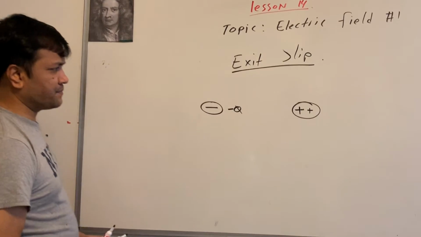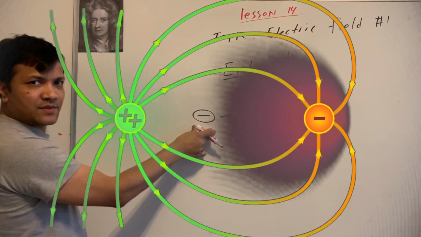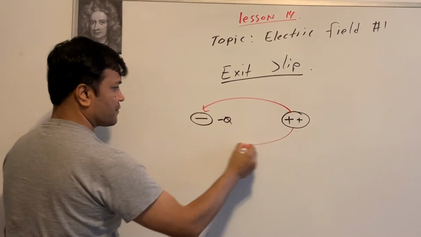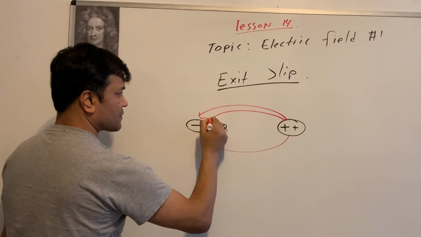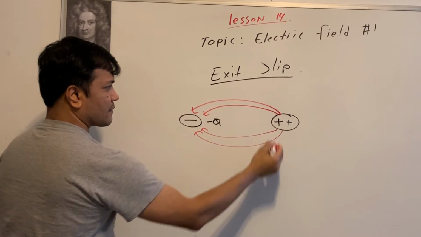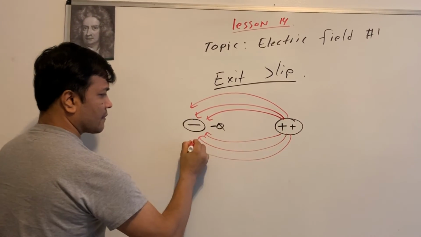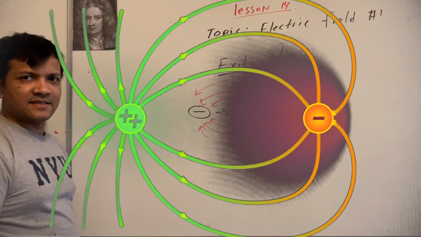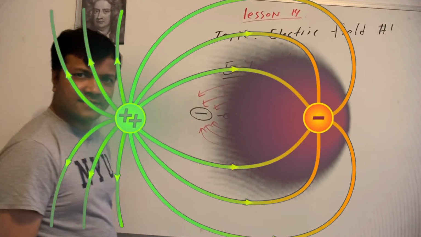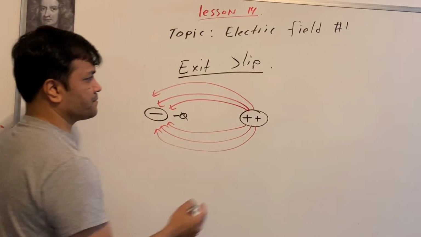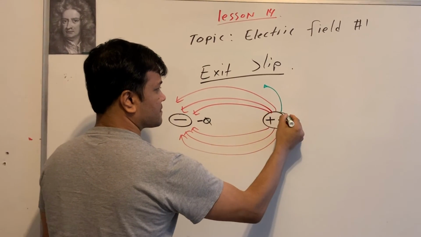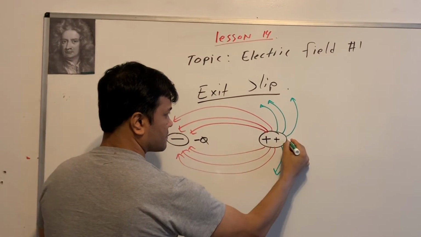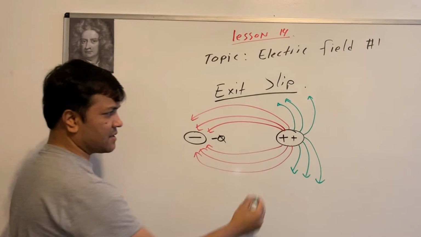Now let's do it together. So this is double the charge of this one. And field lines start from here and end over here. So I'm going to have 1, 2, okay. So how many field lines do I have? 1, 2, 3, 4, 5, 6 field lines. How many field lines am I supposed to have over here? Double. Why double? Because I have double the charge.